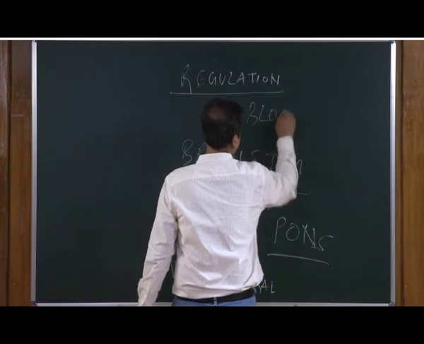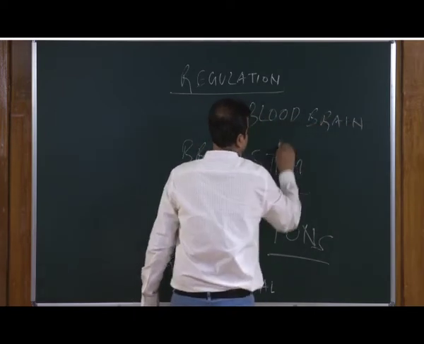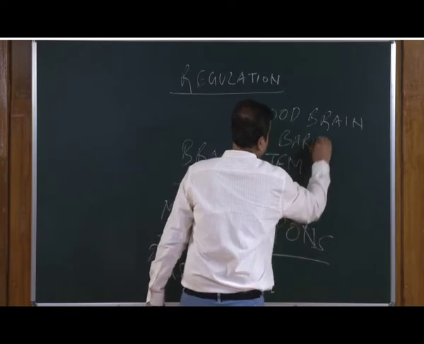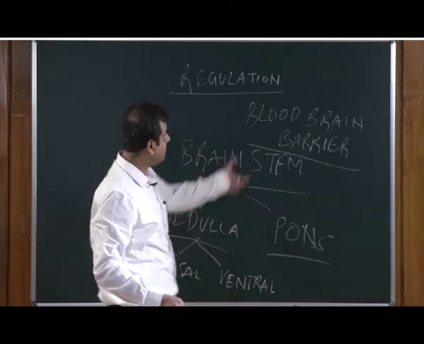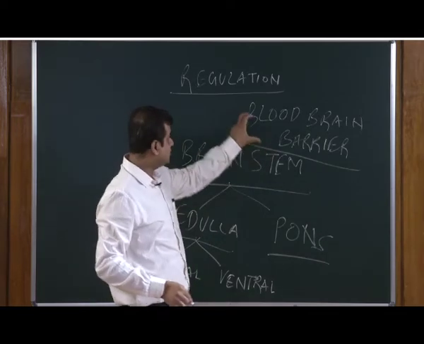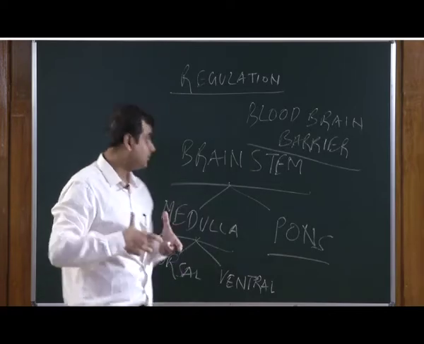blood brain barrier. So, this blood brain barrier is a very important structure that separates the brain from the rest of the body.